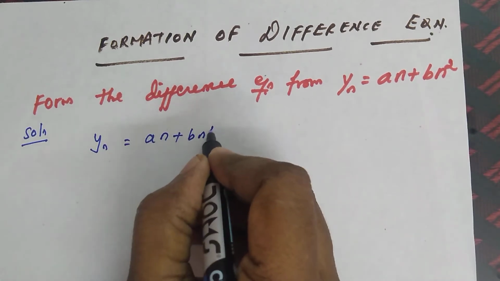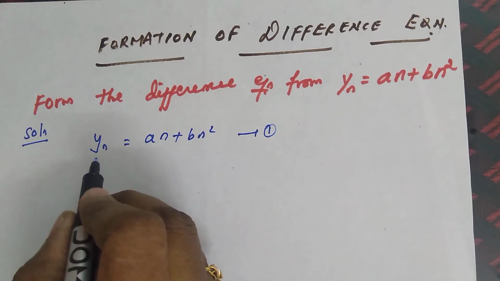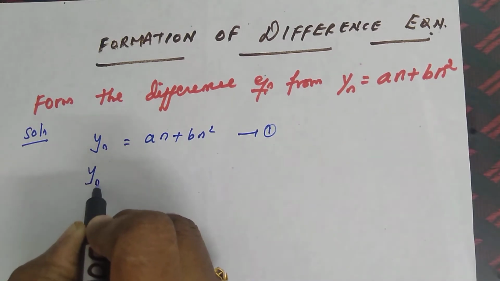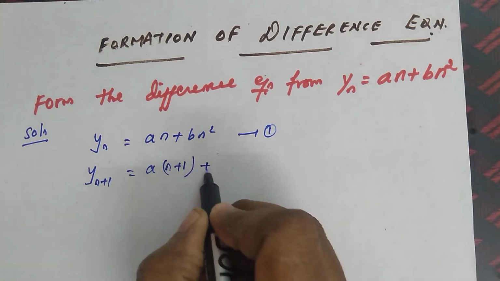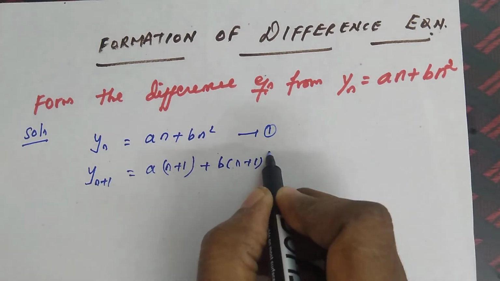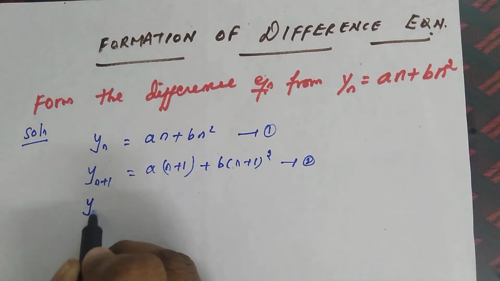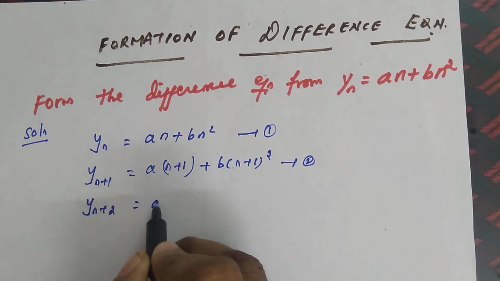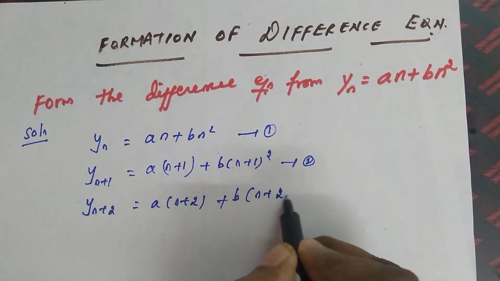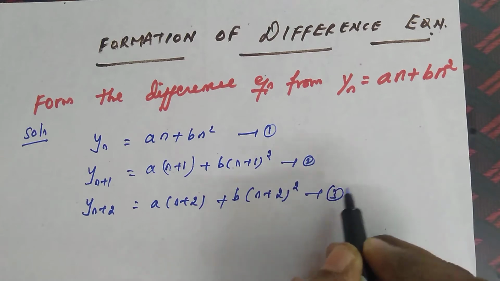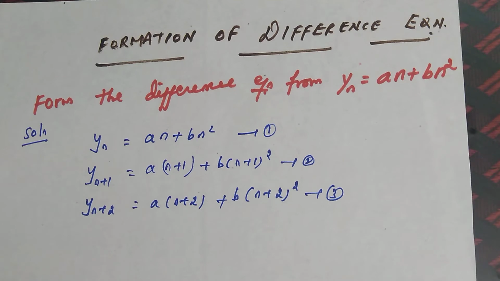y(n) equal to an plus bn square. We will call this equation 1. Next, instead of n we can replace this by n plus 1. So y(n plus 1) equal to a(n plus 1) plus b(n plus 1) the whole square. We will call this equation 2. And then y(n plus 2) equal to a(n plus 2) plus b(n plus 2) the whole square. This is our equation 3. After forming these three equations, we have to eliminate a and b from the equations.